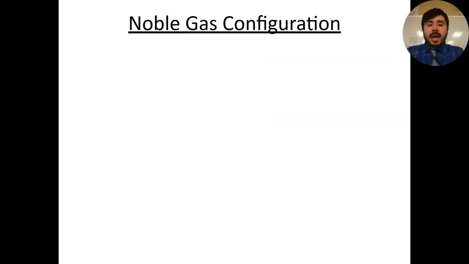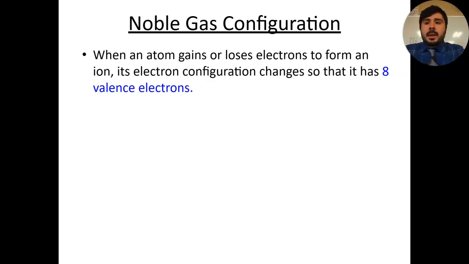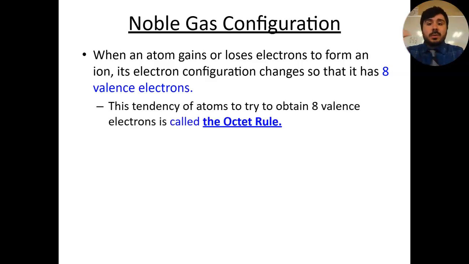Okay, now noble gas configuration, and this is going to be the last slide I talk about in this video before we see you guys next in class. When an atom gains or loses electrons to form an ion, its electron configuration changes so that it has 8 valence electrons. And we actually saw that just a moment ago when we were looking at the new configurations for the Na plus ion and the Cl minus ion, right? Na plus ended up being 2-8 and Cl minus ended up being 2-8-8. So both of them had an outermost energy level, right, that had a total of 8 valence electrons, right?